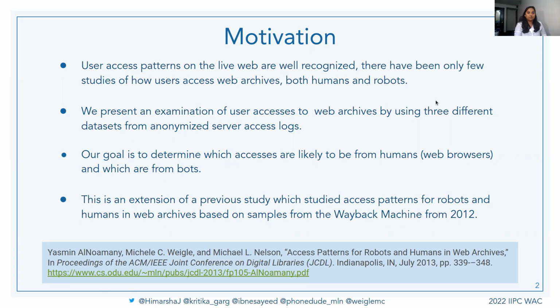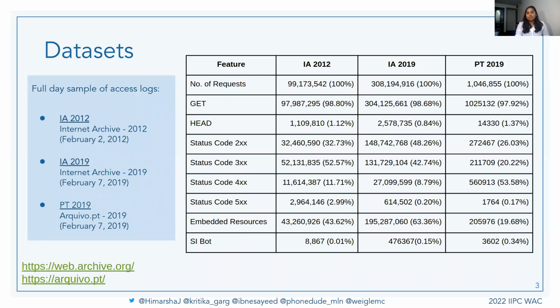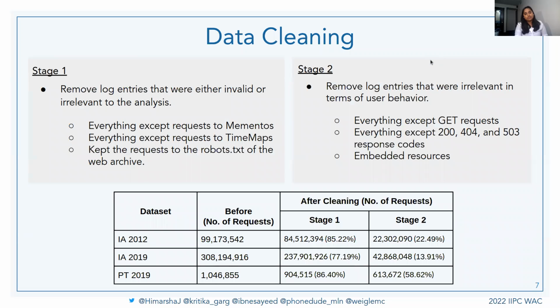logs from 2012. Now, in our study, we are using three anonymized access log datasets: Internet Archive 2012 and 2019, and Portuguese Web Archive logs from 2019. A small description of our three raw datasets is shown in the table here. As you can see, most of the requests are GET requests, and then you can also see the distribution of status codes here, and how much of it is requests to embedded resources and SEO bots who identify themselves as bots.